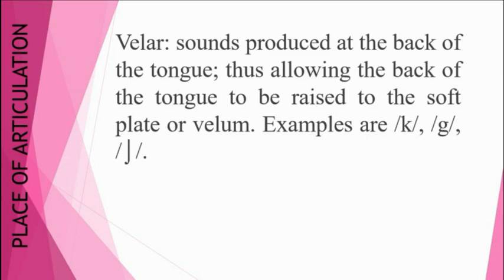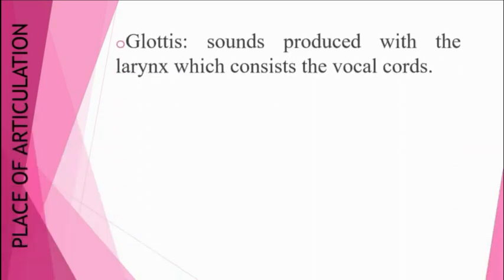We also have the glottis. The glottis sounds are produced with the larynx, which consists of the vocal cords. So these are the sounds we have under place of articulation.